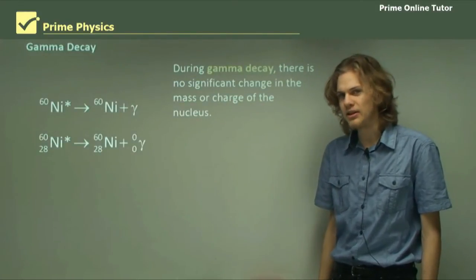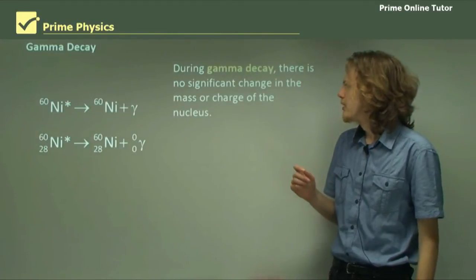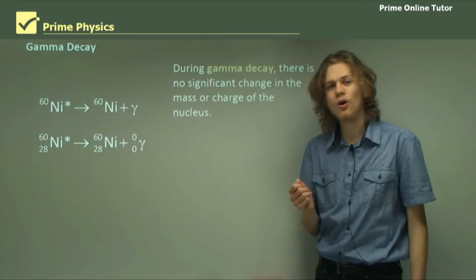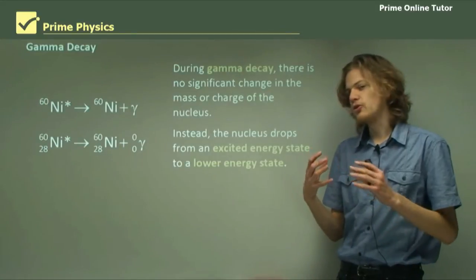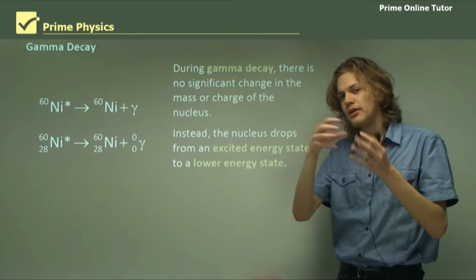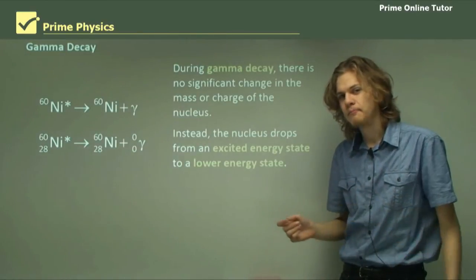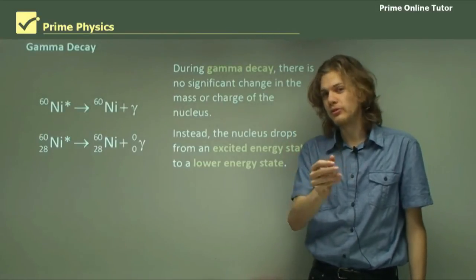Finally, we have gamma decay, which is a little different to the first 2. There is no significant change in the mass or in the proton number of the nucleus. Instead, the nucleus goes from an excited state, where the nucleus is very excited and energetic, to a lower energy state. Bear in mind that this doesn't affect the electrons, only the nucleus.